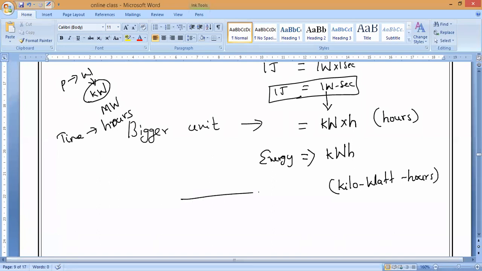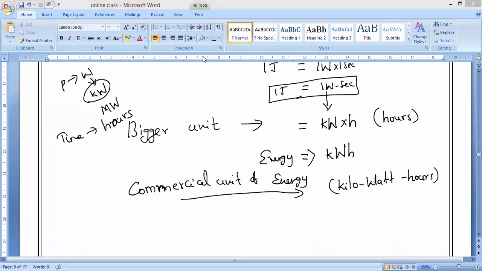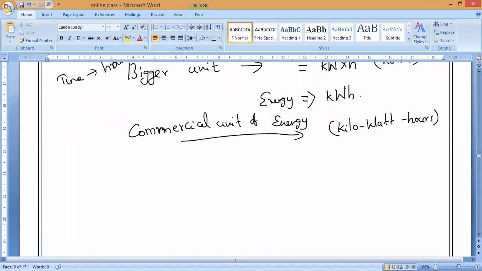Understanding? So this is what we call the commercial unit of energy. What do we call it? Commercial unit of energy. So what is the commercial unit of energy? Kilowatt hours. Understanding? So in our electricity, in our home, you can see your father or mother or yourself used to discuss.